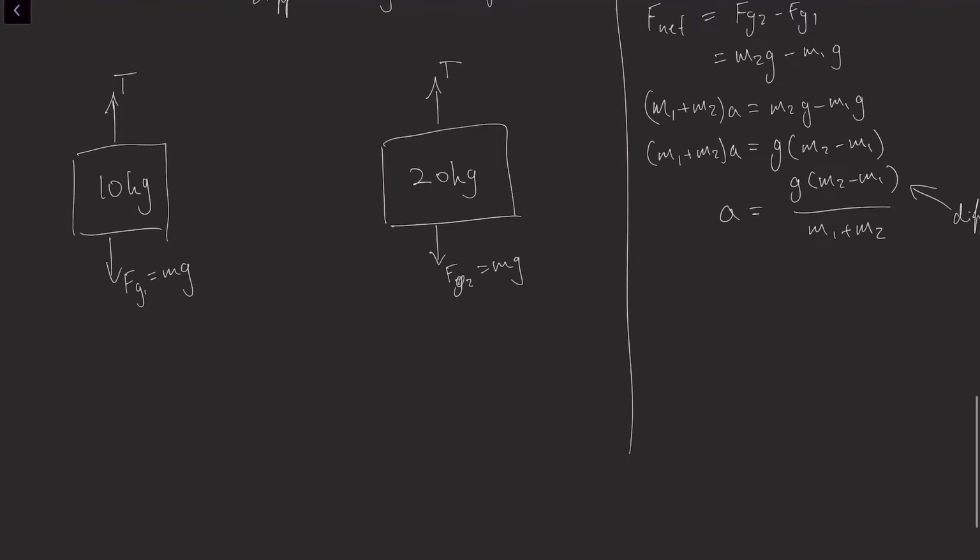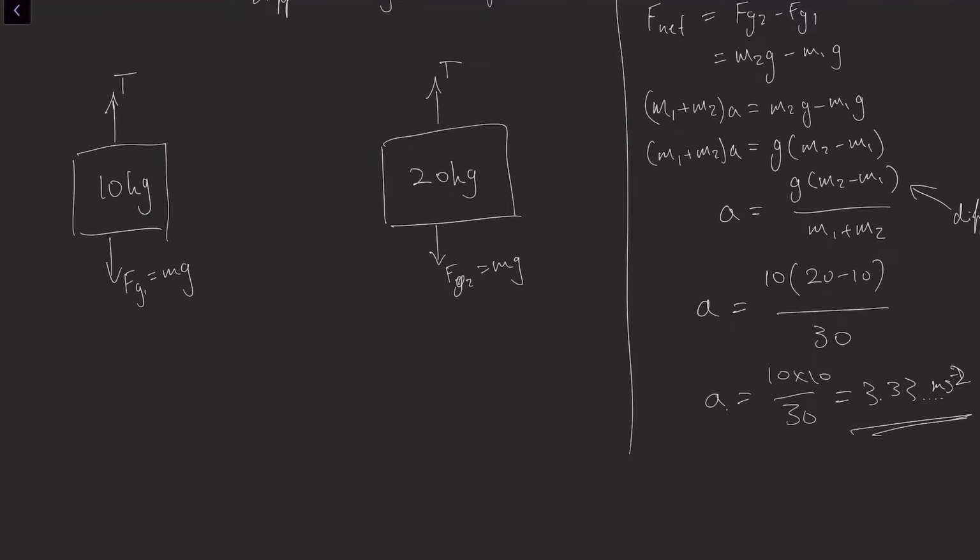Cool. So now let's substitute in the values that we know. g, let's say, is 10. m2 minus m1 is 20 minus 10. 20 plus 10 is 30. So we have 10 times 10 over 30, 100 over 30, which is 3.33 recurring. That's the acceleration. Good. So now we have acceleration is 3.33.